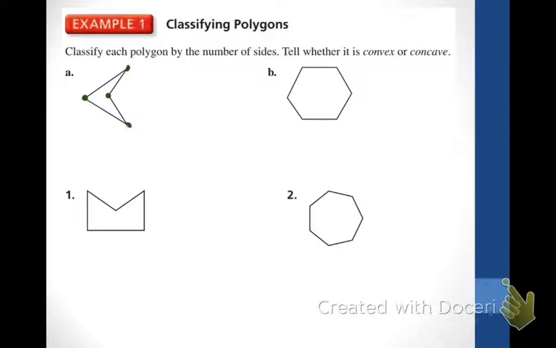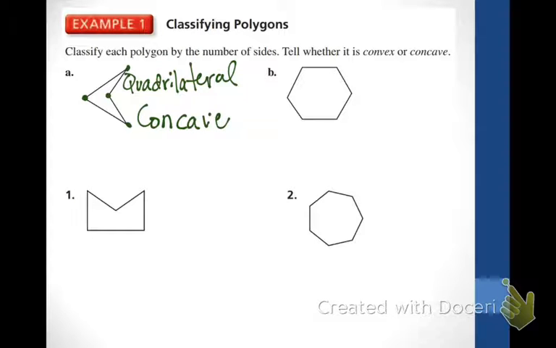Sorry, I had a burp. 4. Oops, it's on recording. So 4 sides, which makes it a quadrilateral. Now, convex means all of the points are away from the center. Concave means some of them come towards the center. So which one do we think? Concave. I agree. Concave because of this point right here and this point right here. They come towards the center instead of away from the center. If it looked like a diamond instead, like it went out, that would be convex. But it doesn't, so it's concave.